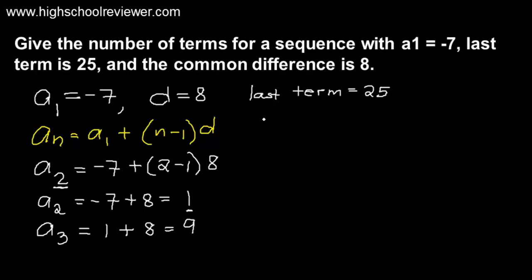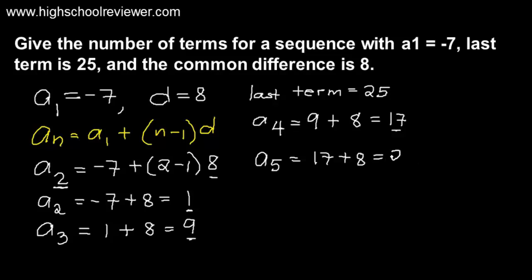Okay, so our a sub 4 will now be equal to our a sub 3, that is positive 9, plus the common difference, which is 8. So we will just add 8 here. 9 plus 8 would be equal to 17. This is not the last term yet, since this is just 17. So let's proceed to a sub 5. A sub 5 would be equal to the value of a sub 4, that is 17, plus the common difference, which is positive 8. So 17 plus 8 is 25.